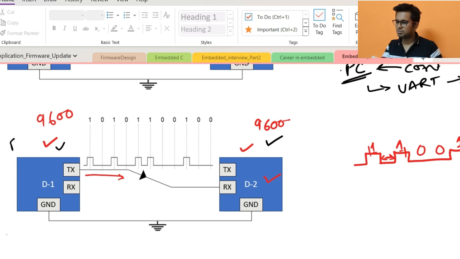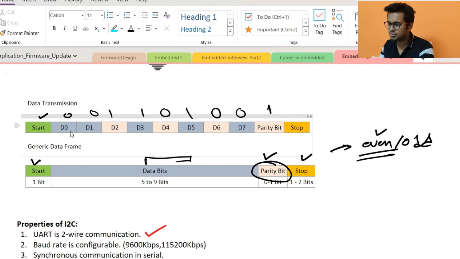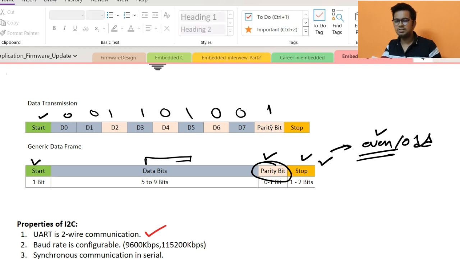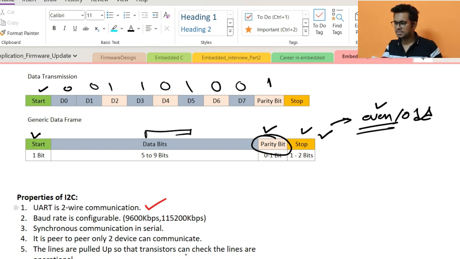So this slave knows the parity is even, and this one also knows the parity is even. When it receives the data, it will count the total number of ones from the parity bit through the data, and check that the total number of ones is even, which means the data was received without any corruption. So it is a very basic error check for whether the data got corrupted during transmission. And at the end, to stop the transaction, you have the stop bit. Okay, so this is a two wire communication, this is clear.